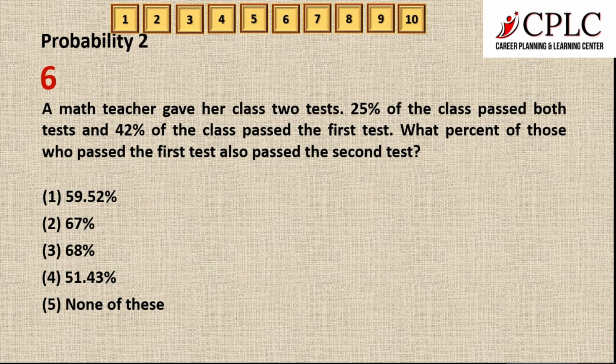Sixth one, a math teacher gave her class 2 tests. 25% of the class passed both the tests, and 42% of the class passed the first test. What percentage of those who passed the first test also passed the second test? So very important, the kind of interpretation that we are drawing from here. What percentage of those who passed the first test also passed the second test?